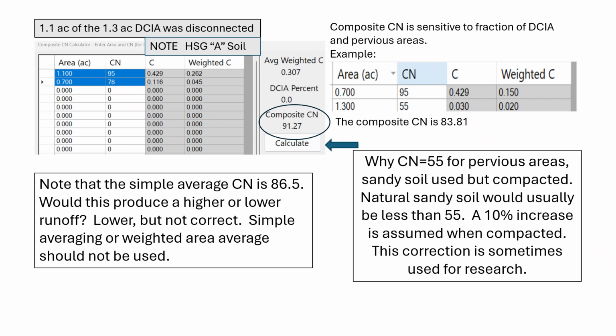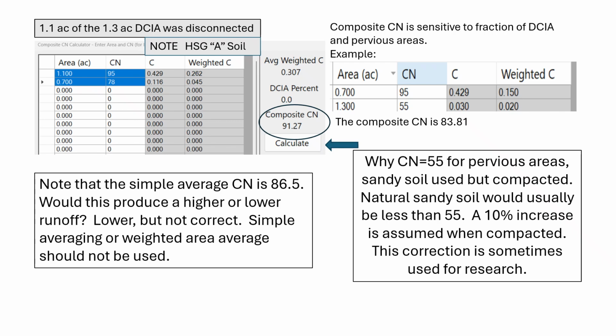For this example, we're using a curve number of 55 for pervious areas, specifically sandy soil that has been compacted. Normally, natural sandy soil would have a lower curve number, but we've assumed a 10% increase due to compaction, which brought it up from 50 to 55. This adjustment for compaction during construction is sometimes applied in research, based on studies like those by Pitt in 2001, which looked at infiltration through compacted urban soils.